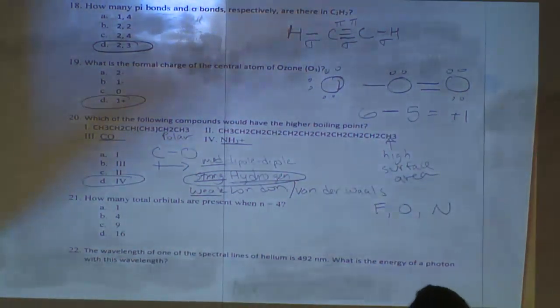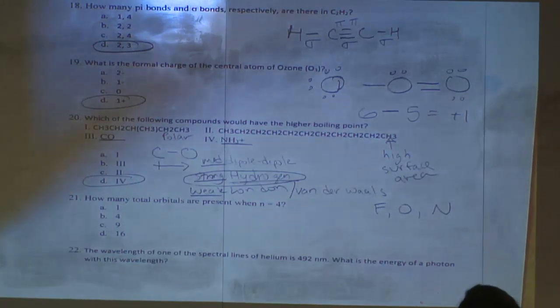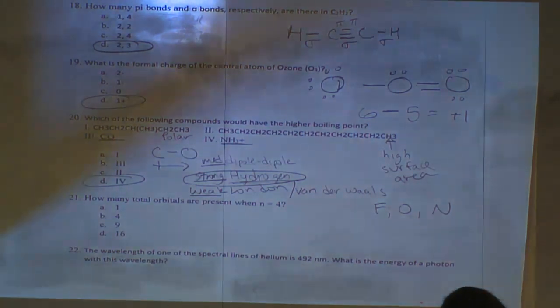Oh, okay, hey guys, I'm being recorded. Thanks. All right, so how many total orbitals are present when n equals 4? So think of it this way. I'll give you guys the hint.